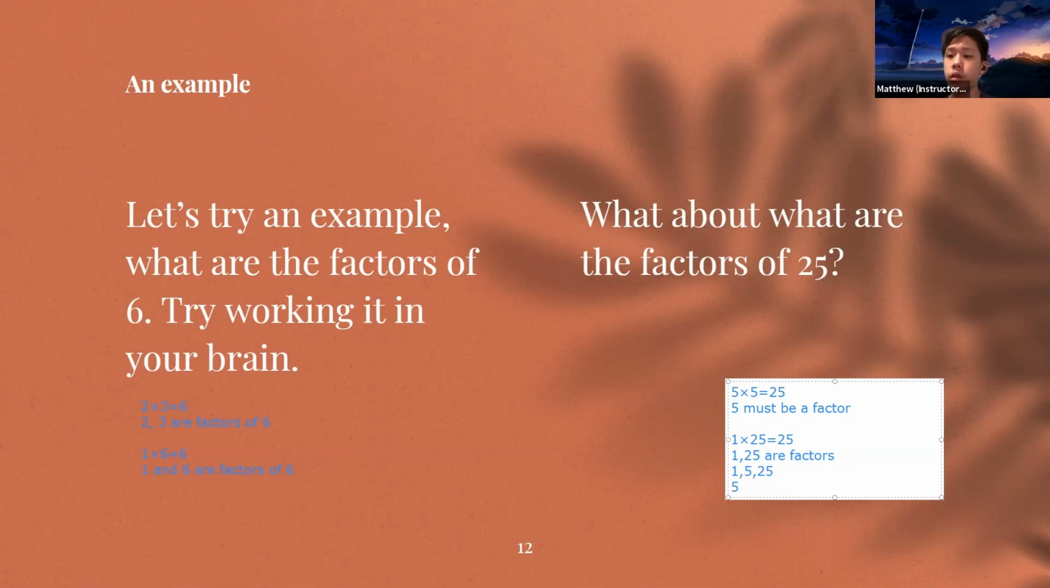Well, a number times itself equals that number squared. So all square numbers have an odd number of factors. An example of this is 4 times 4, which is equal to 16. The factors of 16 are 1, 2, 4, 8, and 16. As you see, that's 5 factors, which is also an odd number of factors.